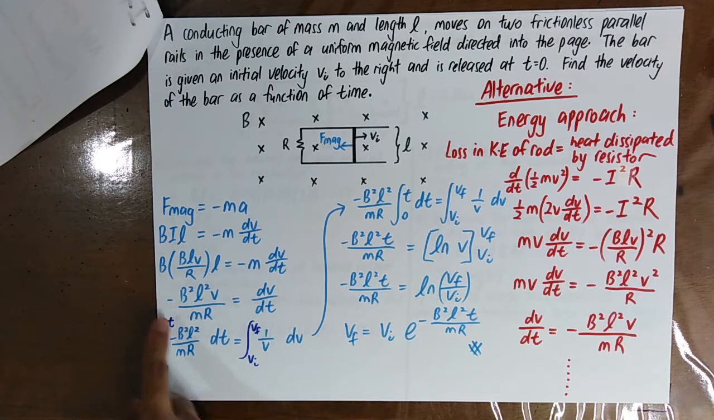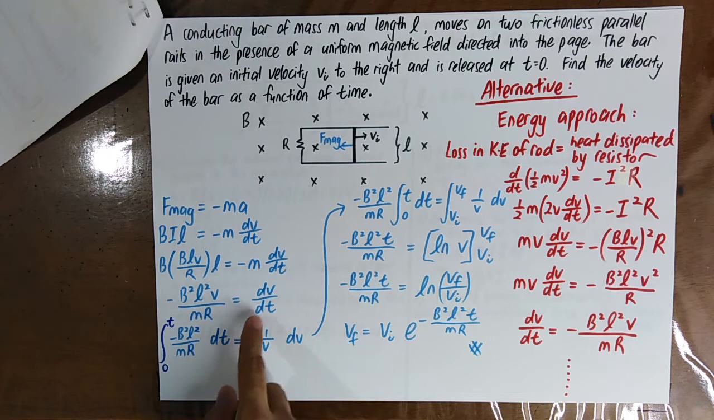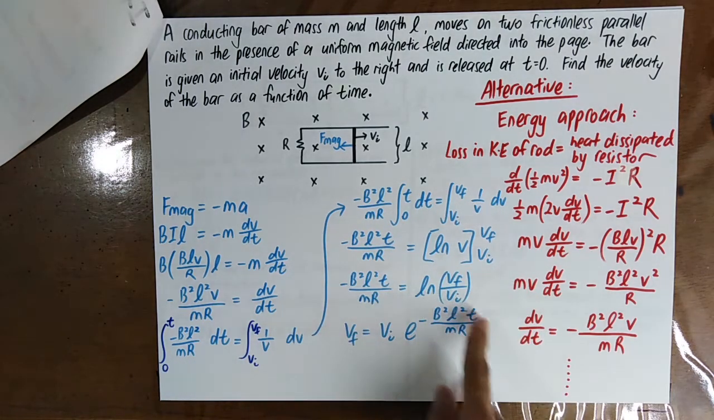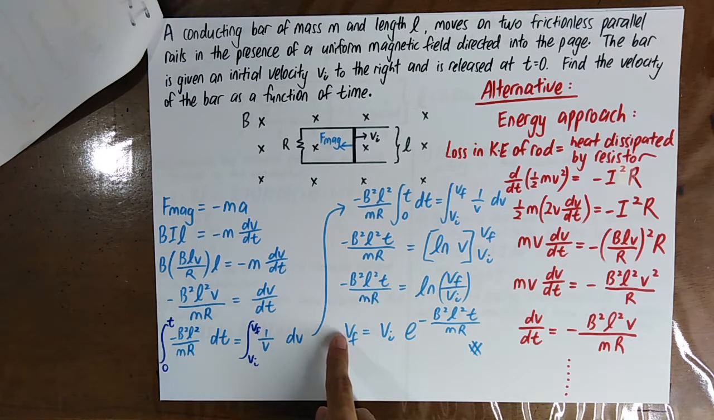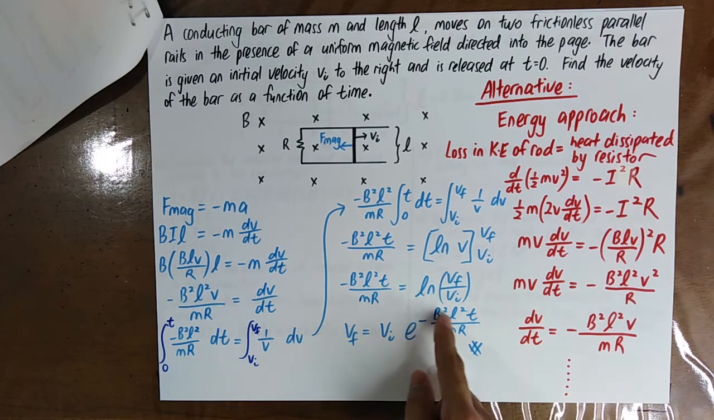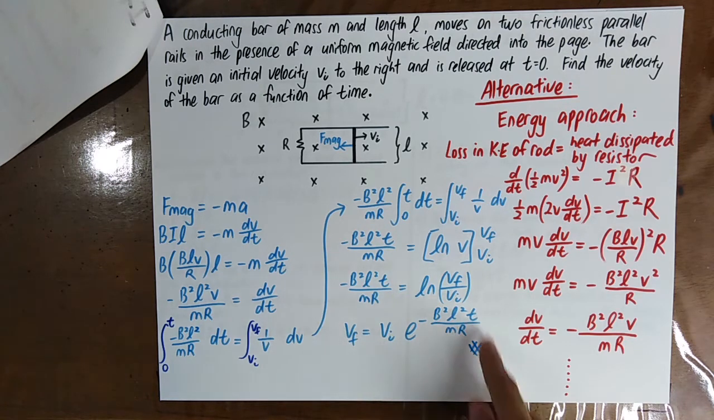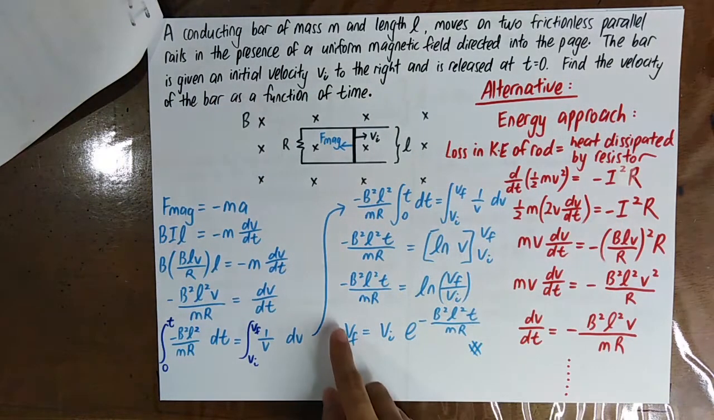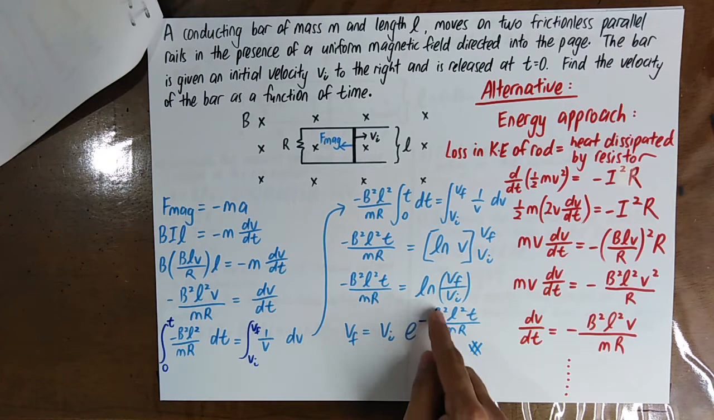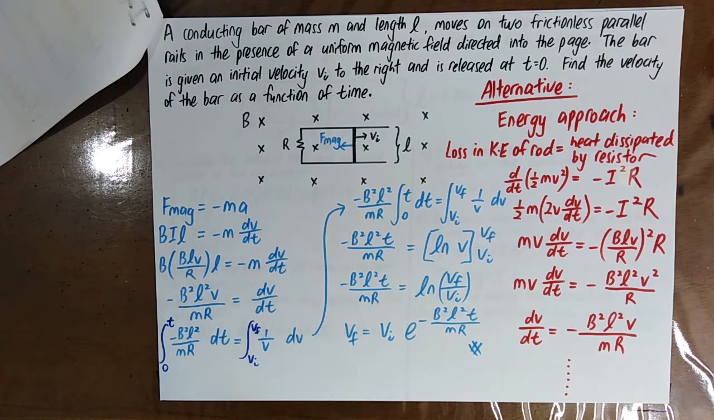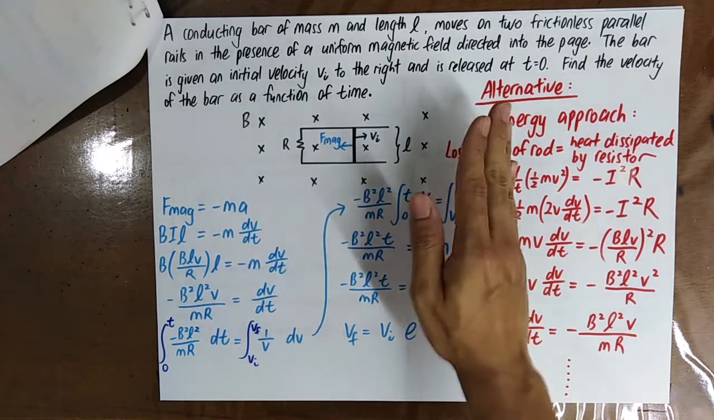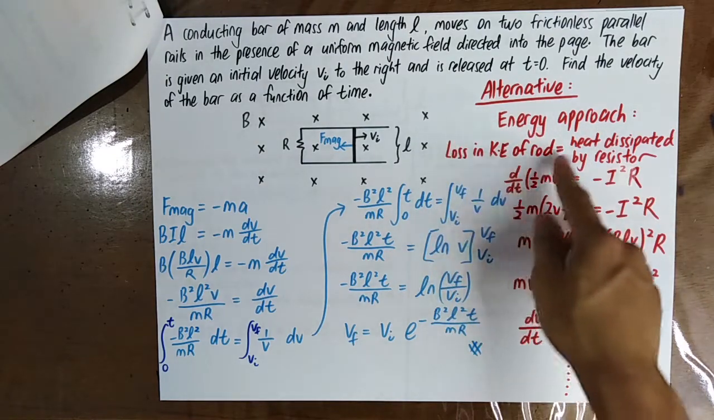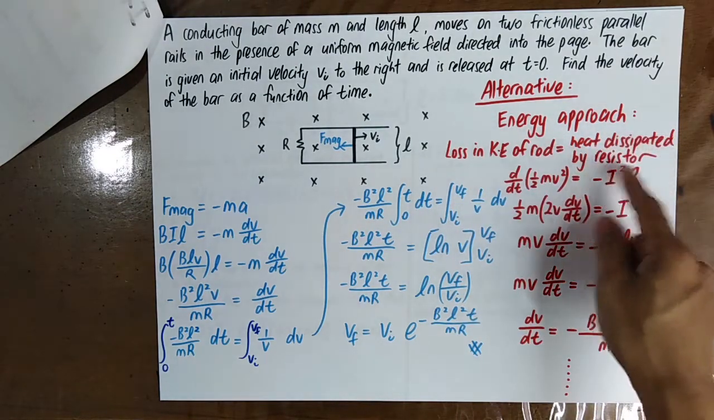When you see dV and dt, you have to use integration. Then only you can give me this expression: the final velocity equals the initial velocity times the negative exponential function. So when time is infinity, that means when the time is very large, Vf equals Vi e to the negative infinity, so Vf equals 0. Eventually the rod will come to a stop. Alternatively, you can also use the energy approach: the loss in kinetic energy of the moving rod is equal to the heat dissipated by the resistor.